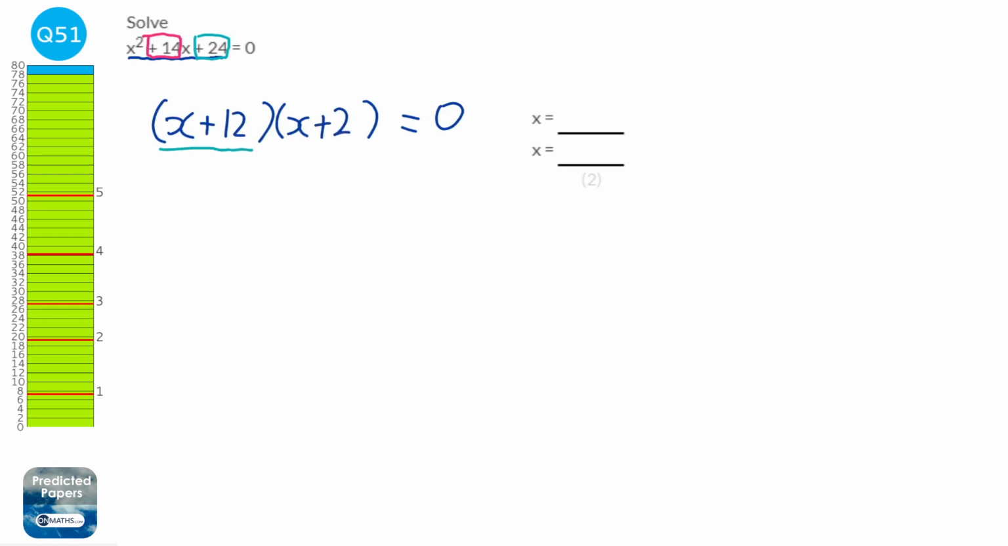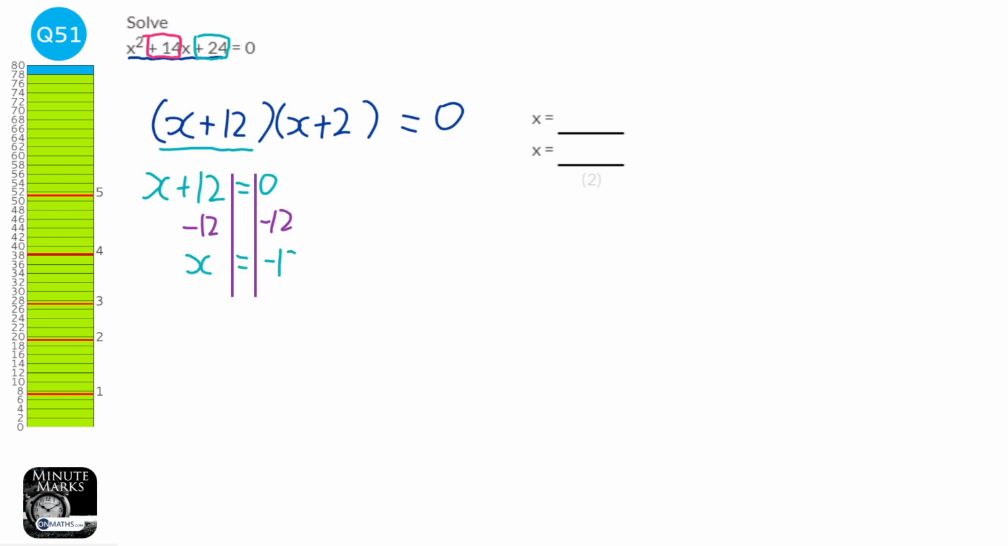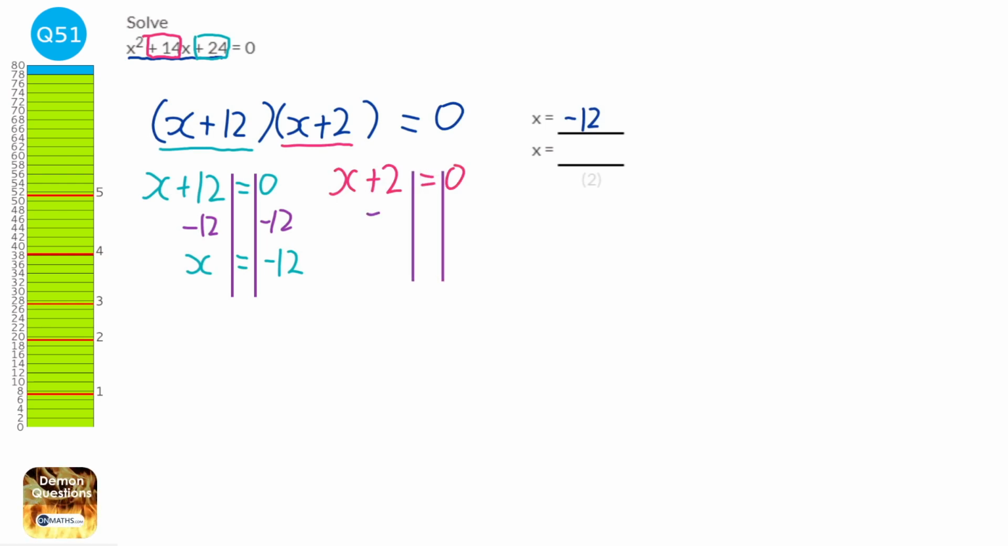And to solve, we get the left hand bracket equal to 0, and we get our solving lines in. So minus 12 both sides, and you get x equals minus 12, so that's one of our solutions. And we do exactly the same thing with the other bracket, get it equal to 0, and solve. So we're going to take away 2 from both sides to get x on its own, so x equals minus 2. So our solutions are 12 and minus 2.